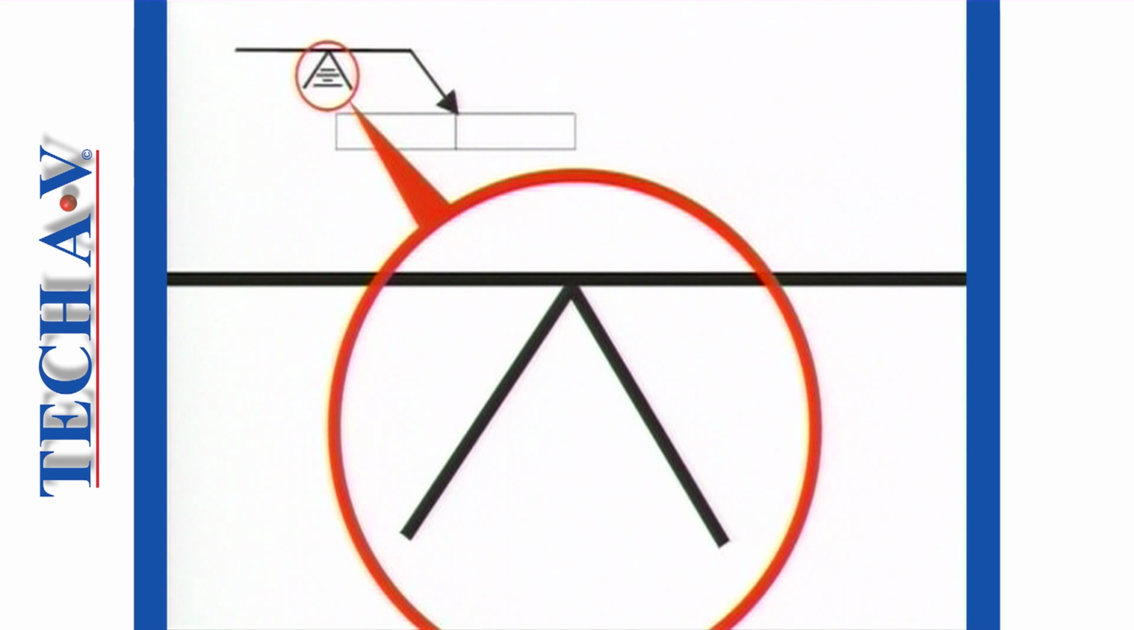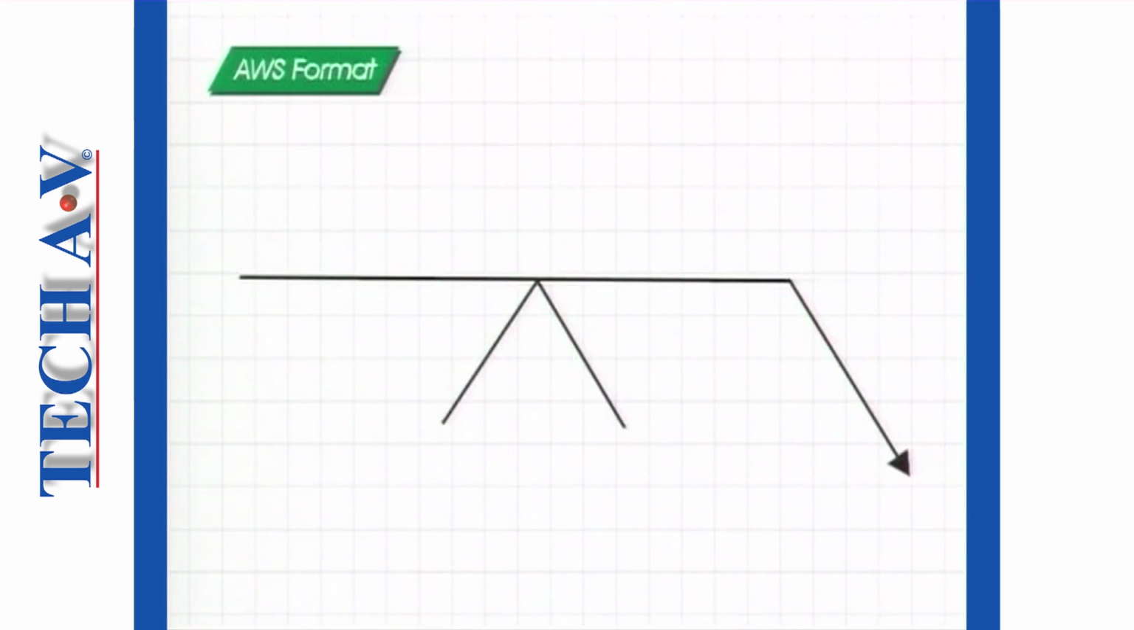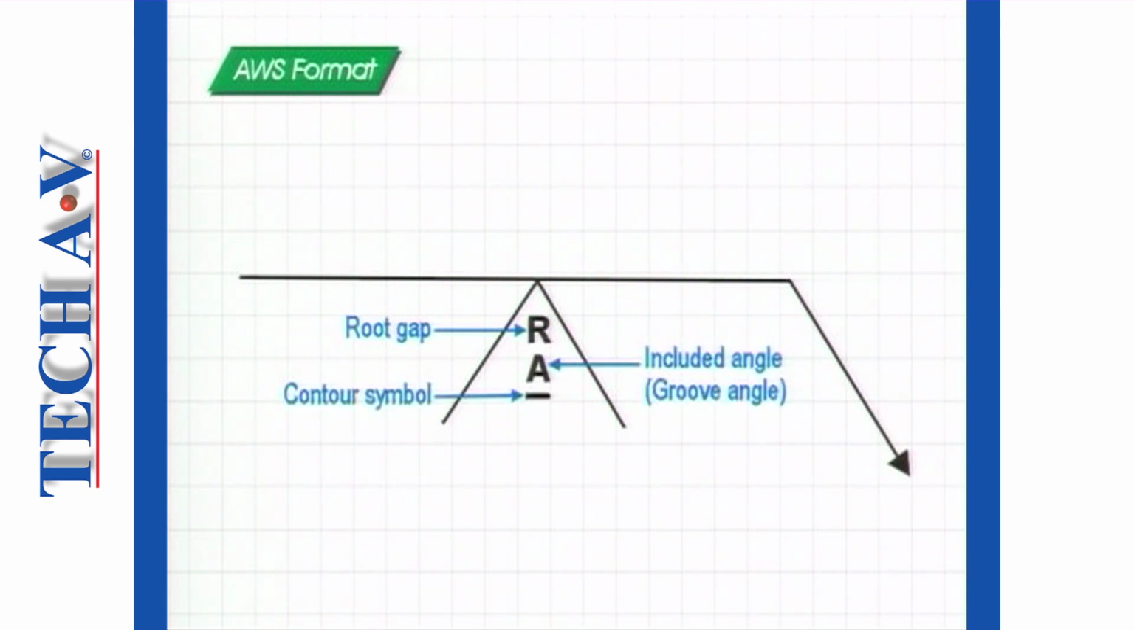A groove symbol may contain certain additional information, such as the root gap required, the included angle of the V-section, the profile or contour of the finished weld, and the process or method to be used to effect the finish. This information, in accordance with the AWS convention, will always be offered in the following way. Root gap first, closest to the reference line, then the included angle, then the finishing contour symbol, and finally the symbol indicating the method of finishing.